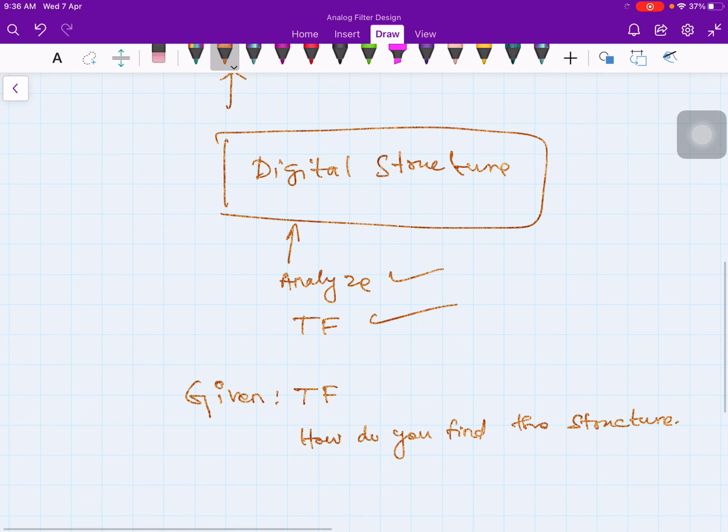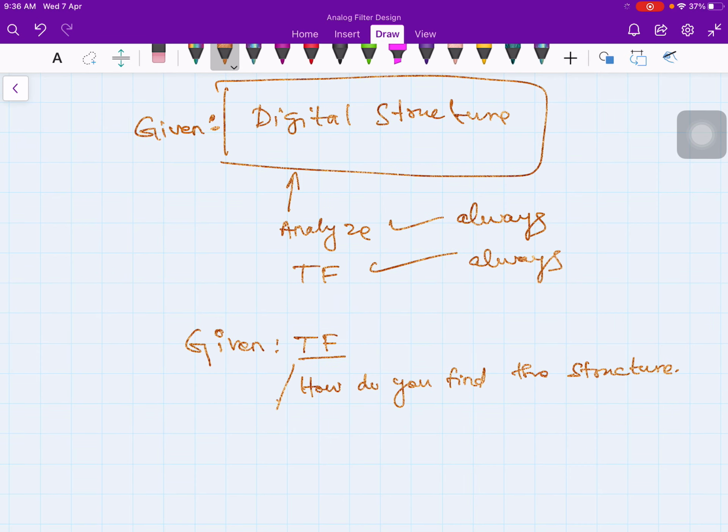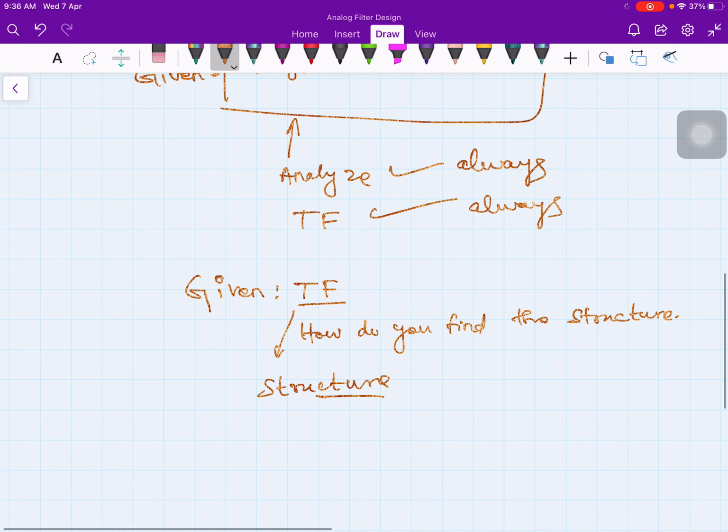Here, given the structure, you can always analyze and you can always find the transfer function, no problem at all. But given the transfer function, how do you find the structure? In case if you can find one, is this unique? The transfer function is given and one guy, he came up with a structure, and you can ask a question, is this unique? And this is called a synthesis problem.